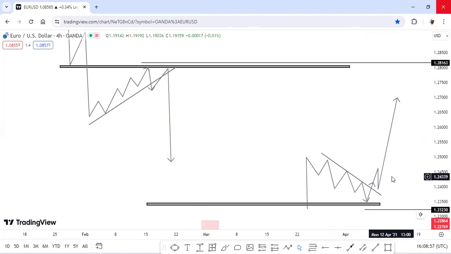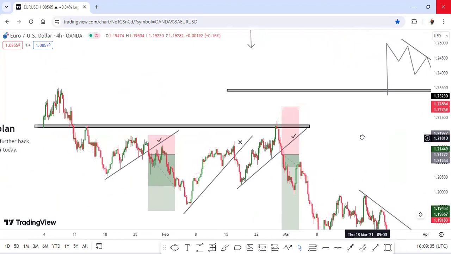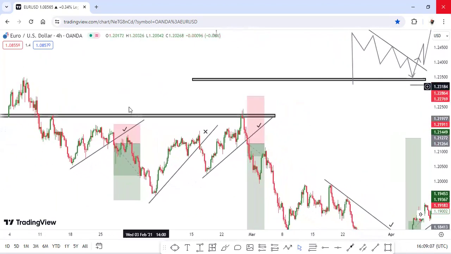Let me show you how I've done it and the backtests I've done over and over again. So let's quickly dive in. You can see my chart now. You can see this is Euro USD on the 4 hours time frame.